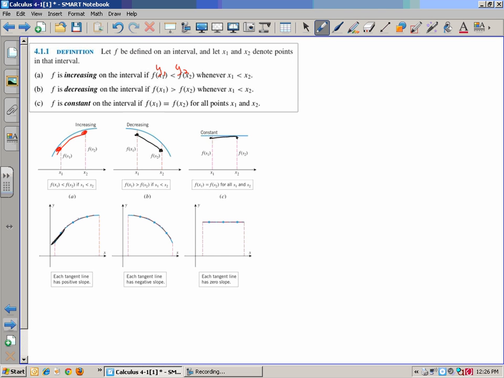So if I draw in my tangent lines, you can see what's happening to the slope of those tangent lines. The tangent line here has a positive slope, but it is decreasing. Here you have tangent lines whose slope is increasing in the negative direction, so we say it's decreasing. And here we have a constant slope, okay? So positive slopes mean your function is increasing. Negative slope means your function is decreasing. We're going to call this the first derivative test.